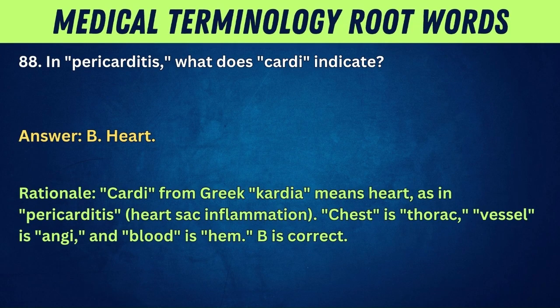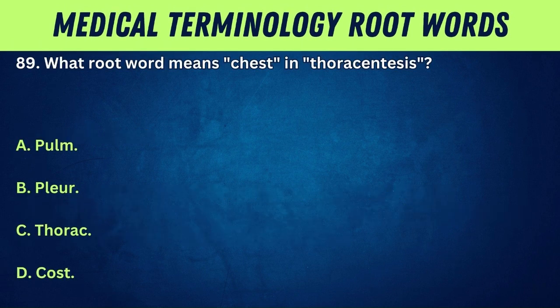Heart. Rationale: cardi from Greek cardia means heart, as in pericarditis, heart sac inflammation. Chest is thorax, vessel is angi, and blood is hem. B is correct. 89. What root word means chest in thoracentesis? A. Pulm. B.